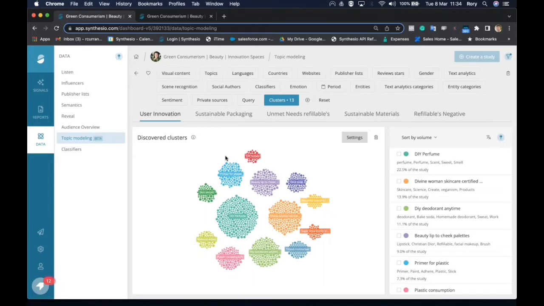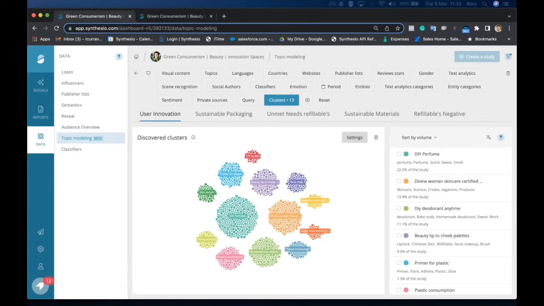unmet needs when it comes to product quality, but then also from a user innovation perspective, being able to understand that consumers are now in a scenario where they feel like it's perhaps more effective to create their own solutions at home.